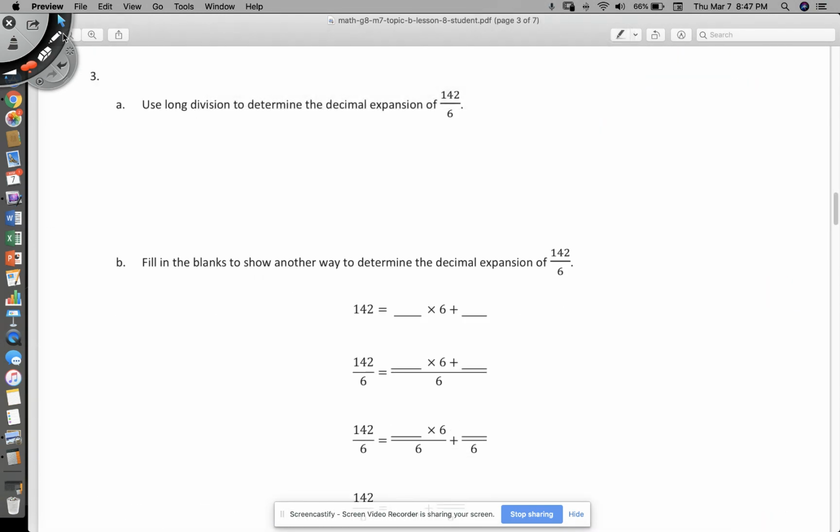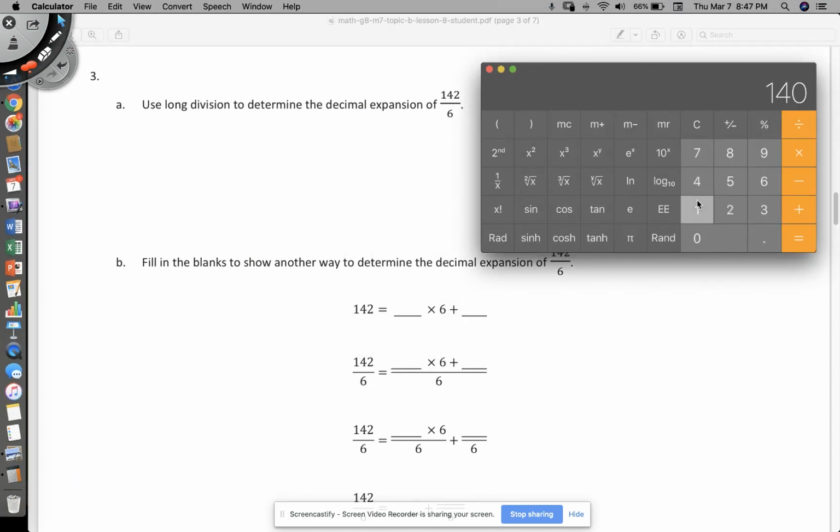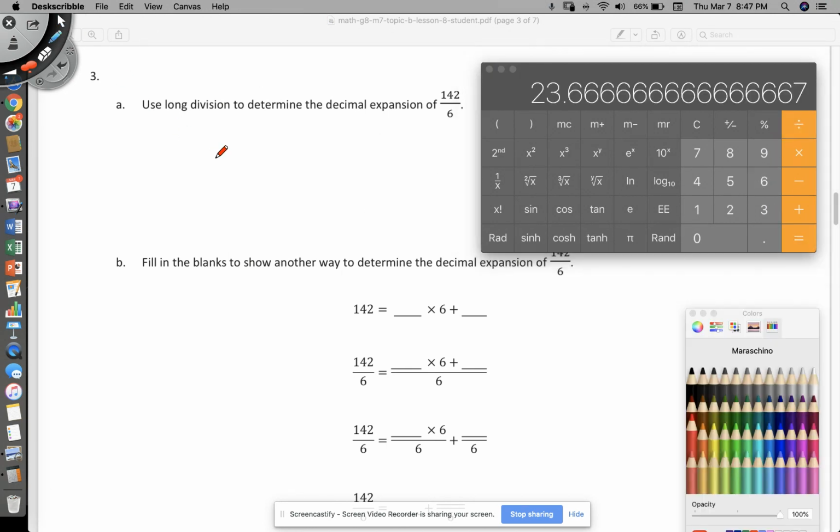So we have 142 divided by 6. Let's check that out on the calculator real quick. 142 divided by 6, and I have a repeating decimal. So we're going to say it equals 23.6 repeating.